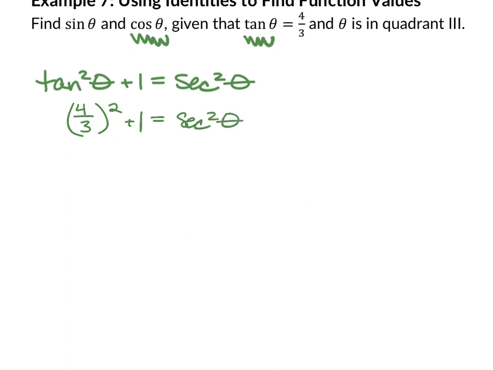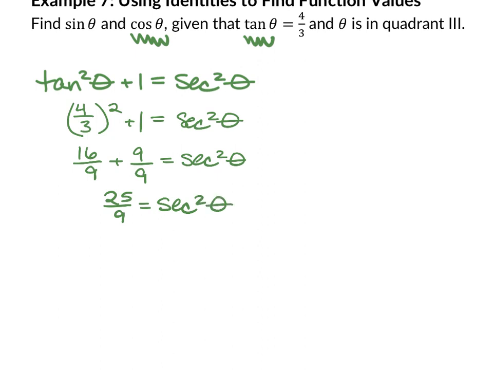If I square 4/3, it means I square the top, square the bottom. This would end up being 16 over 9. And I'm going to add 1, but for my brain's sake, I'm going to rewrite 1 as 9 over 9. Are we okay that 9 over 9 is the same as 1? Okay. That means this becomes 25 over 9 is secant squared theta. And if I square root both sides just to find secant, that means I'm going to have plus or minus the square root of 25 over 9 equal to secant of theta.